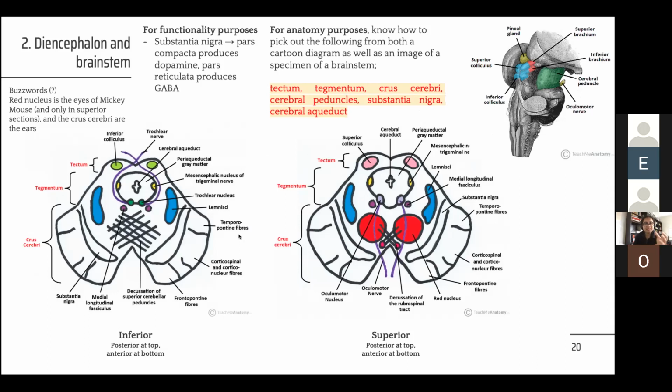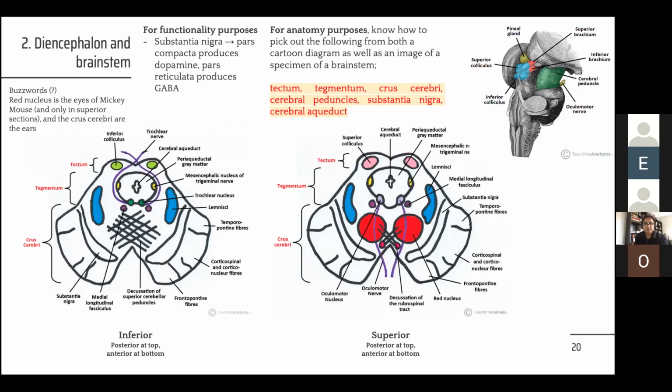In terms of buzzwords, if you flip all of these images around, so that instead of having the posterior aspect at the top, you have it at the bottom, the superior view apparently kind of looks like Mickey Mouse. So if you see Mickey Mouse eyes, you know that you're in the superior section, and that the crus cerebri in both sections are the ears. Any questions with that? You don't need to know what a lot of these do. You just need to know that they're there from an anatomy point of view.